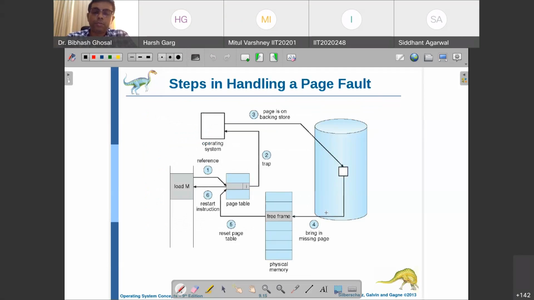That's the pictorial view, as you see here. There's a reference, which is 1. The page table is looked up. The page table finds an invalid page and sends a trap to the operating system. The operating system stops the entire operation and goes to the backing store, which is the hard disk. This is stage number 3. The page is put into the free frame. This is stage number 4. And once the page is available in memory, the page table has to be updated, and you restart the instruction. So this is how you handle page faults.